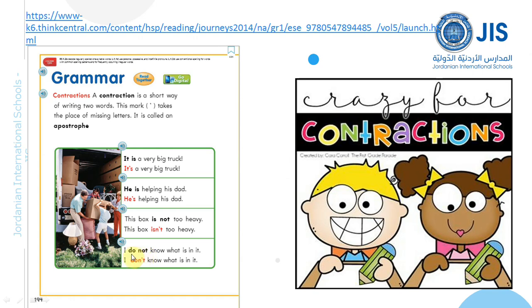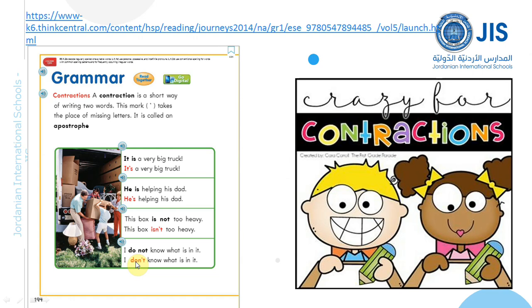All right, number 4. I do not know what is in it. If I want to join them together, make them one family, what do I do? I remove the o and I add an apostrophe instead. So I remove the o, and we add the apostrophe instead of the o. So instead of saying I do not, I say I don't.